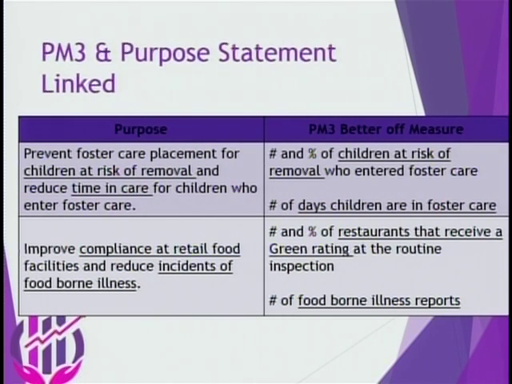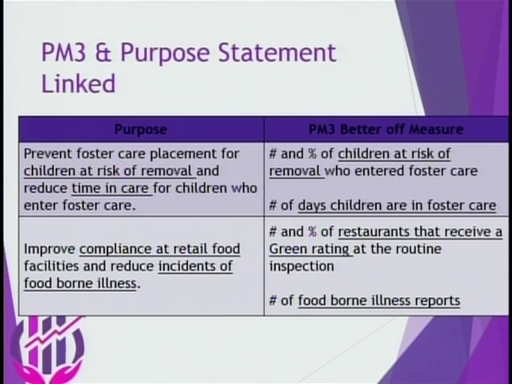So automatically you're going to have 2 outcome measures that you're going to be measuring, and those are shown on the right. This is going to look at the number and percent of children at risk of removal, and then the number of days children are in foster care. So it's directly measuring those 2 outcomes.